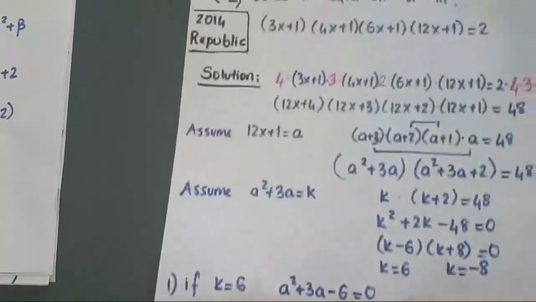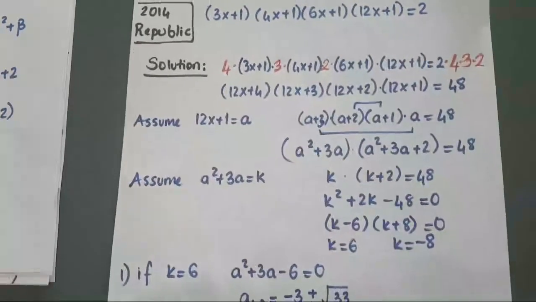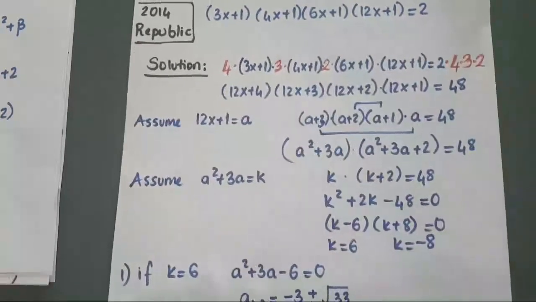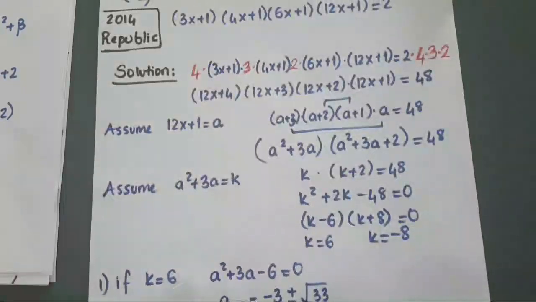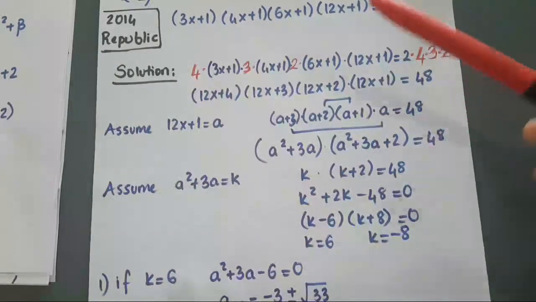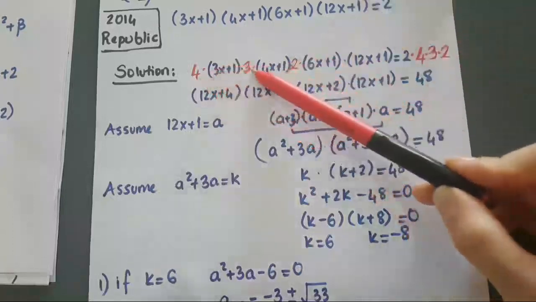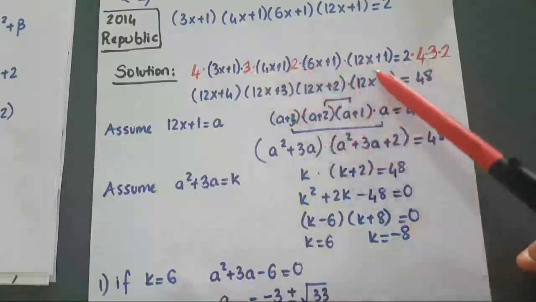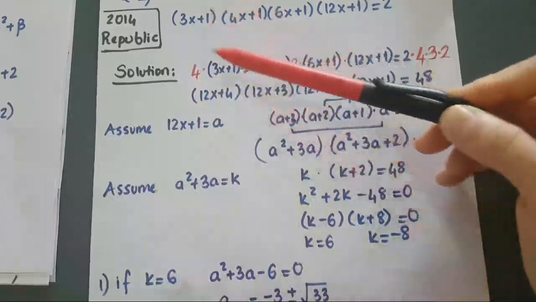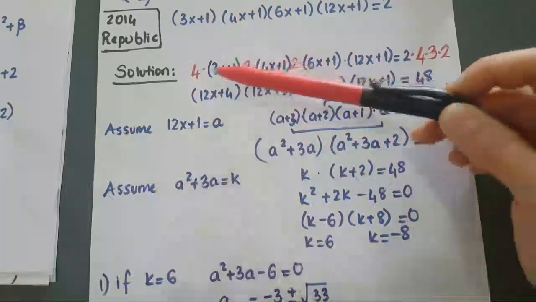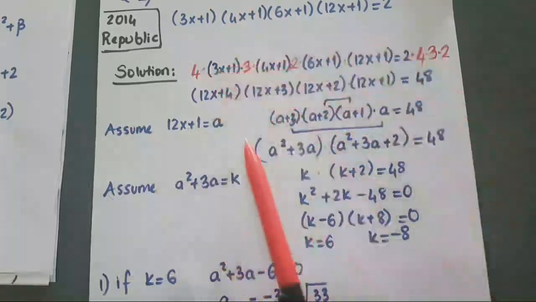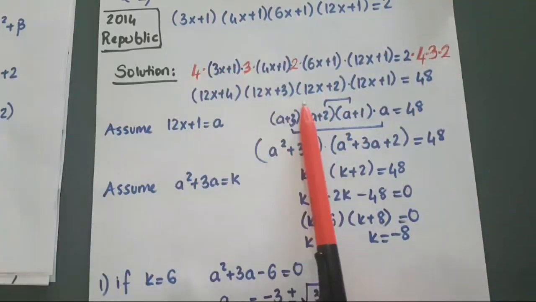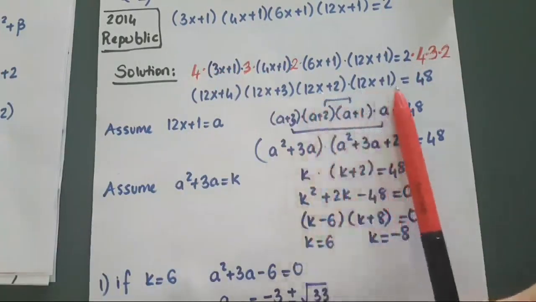So let's see the solution from the beginning. What did we do? We multiplied both sides of the equation by 4, by 3, and by 2. Why did we do that? Because we tried to get a common coefficient for x. After we multiply, we got 12x plus 4, 12x plus 3, 12x plus 2, 12x plus 1.